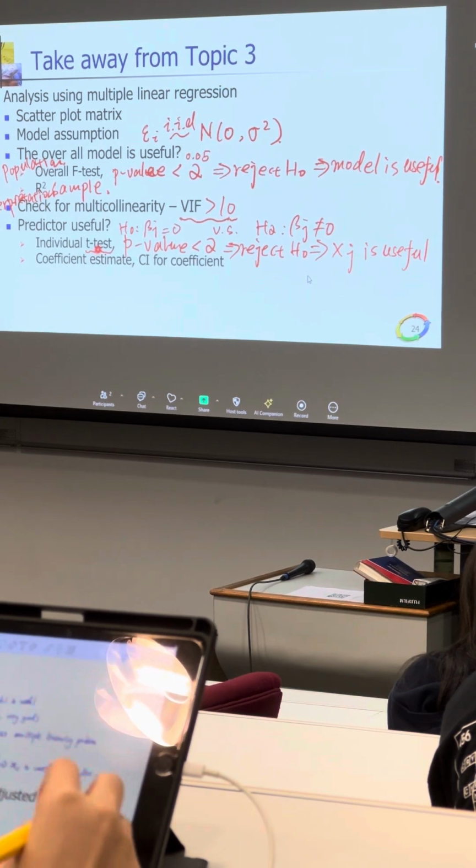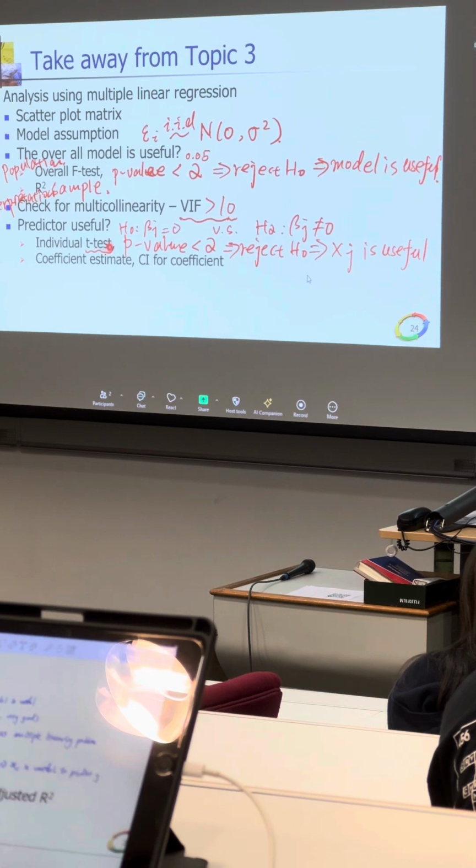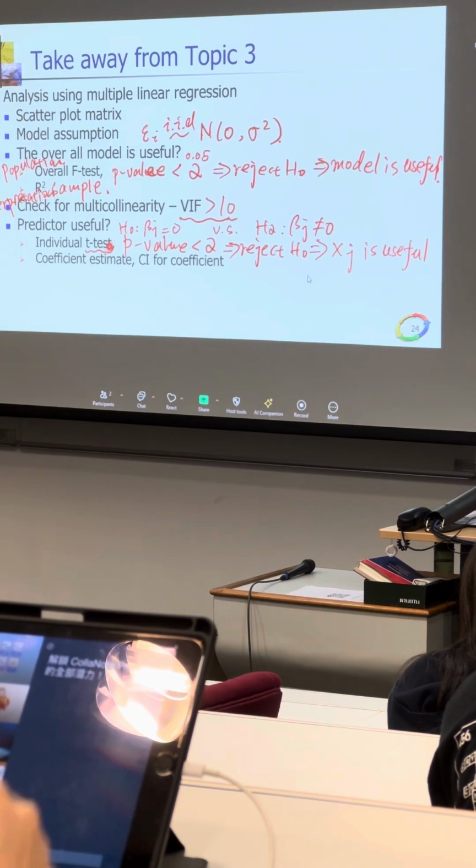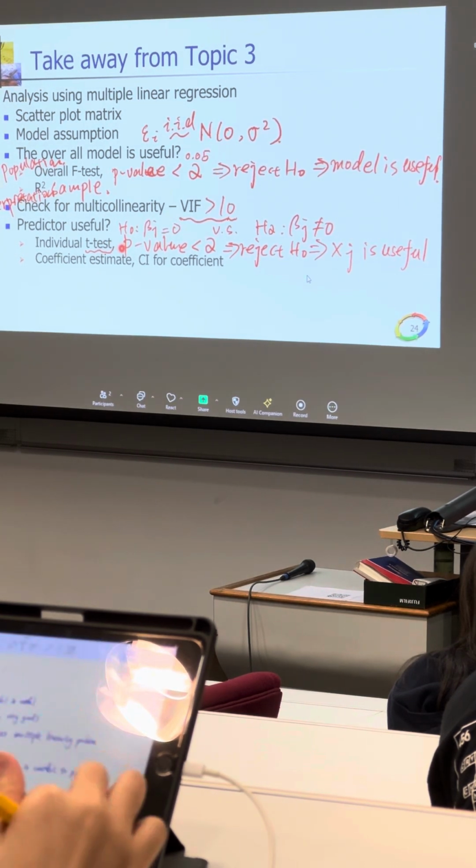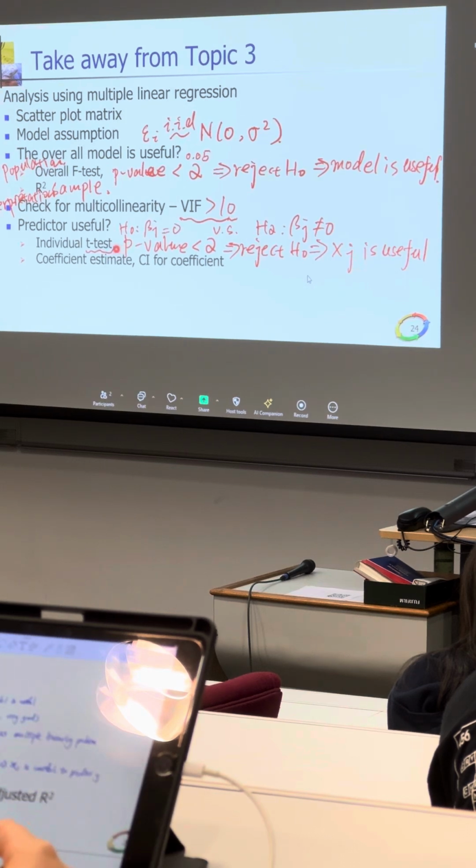Now let's say that we identify some predictors that are useful to predict y, and some that are not. Then for those predictors that are useful to predict y, you can interpret the coefficient estimate bj and also the confidence interval for beta j, to tell people what the impact of that predictor on y is.